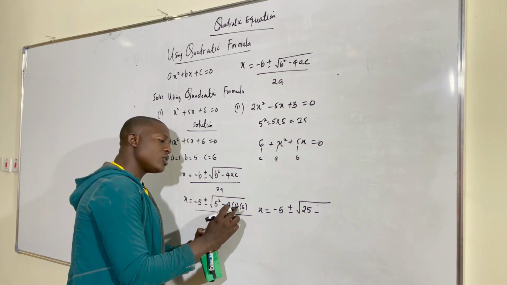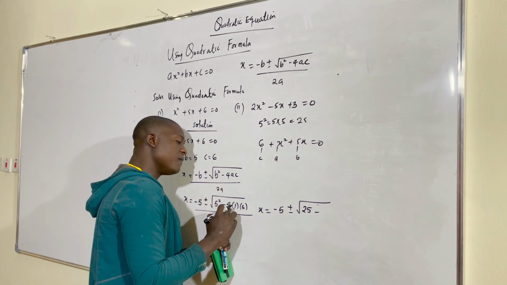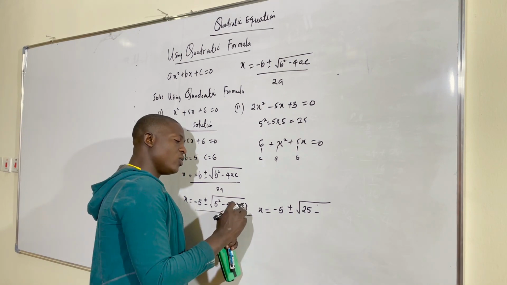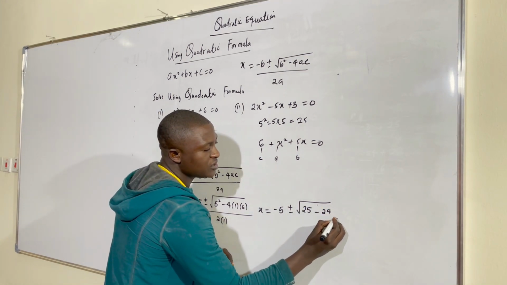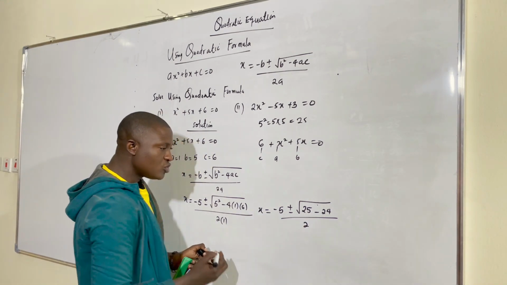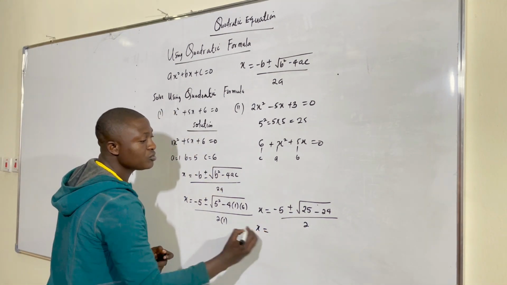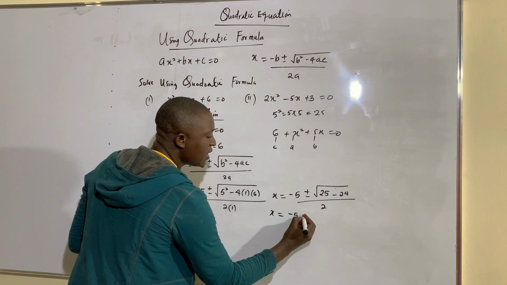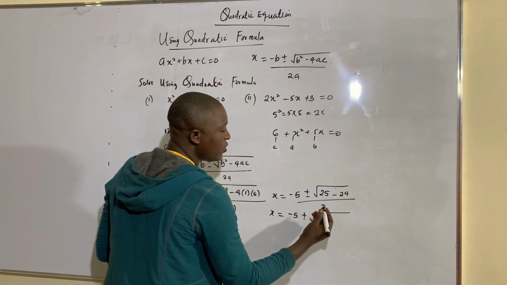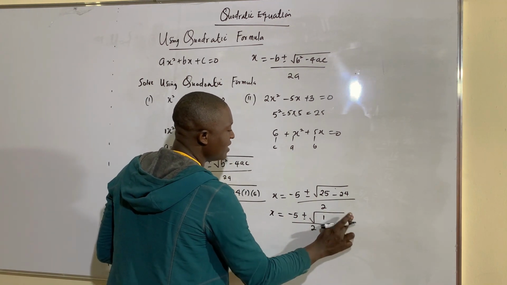Now, the sign that joins all these three numbers together is multiplication, because what I have here is a bracket. So that means I can say 4 times 1, and we have 4. Then 4 times 6, of course, we are going to have 24. Then all divided by 2 times 1, we can have this to be 2. Now, at the same time, you can go further by saying x here is going to be equal to minus 5 plus or minus the square root of 25 minus 24. Of course, we are going to have 1, all divided by 2.